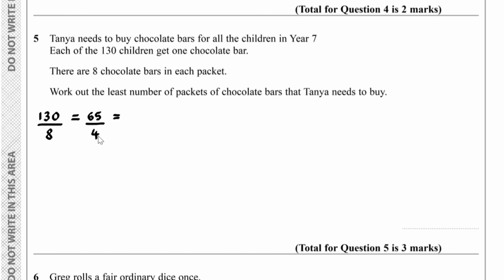So, how many times does 4 go into 65? Well, that will be 16 whole times, and what's left over is 1/4. So we've got 16 1/4 packets. And therefore, the least number of packets we need is 17.